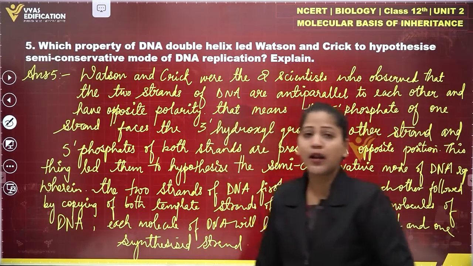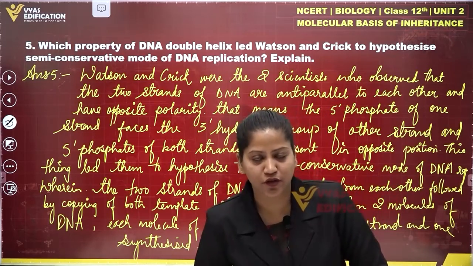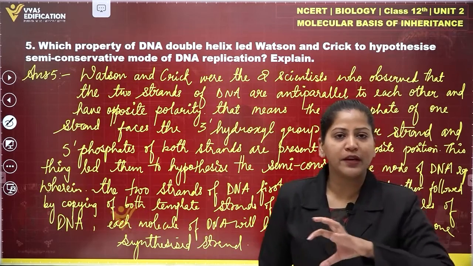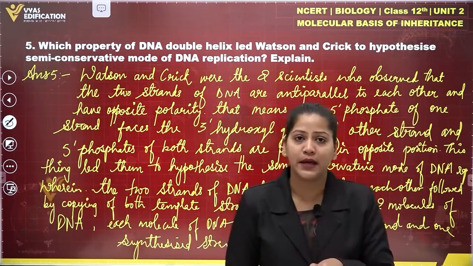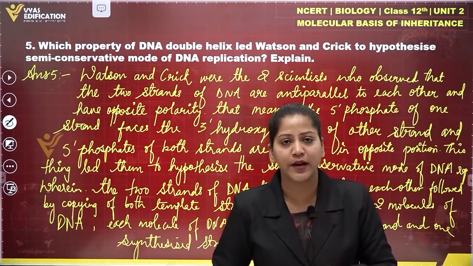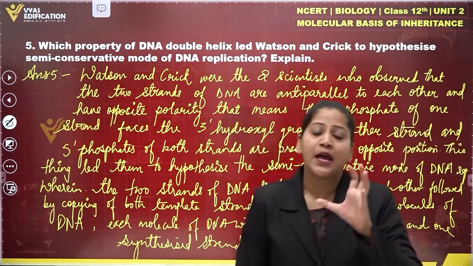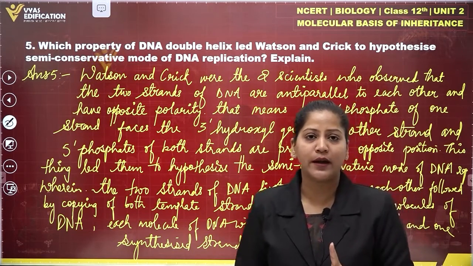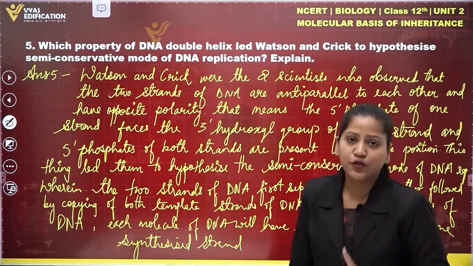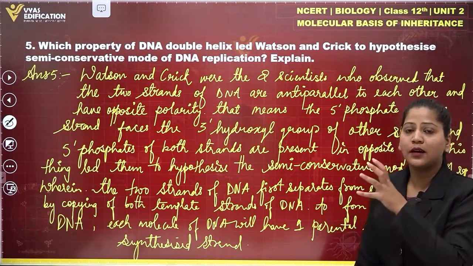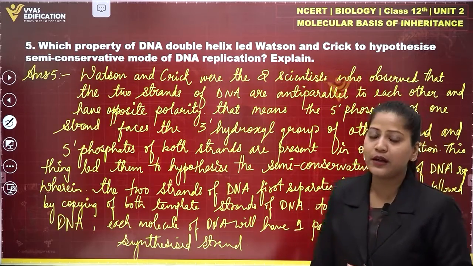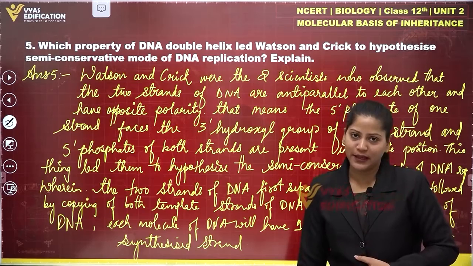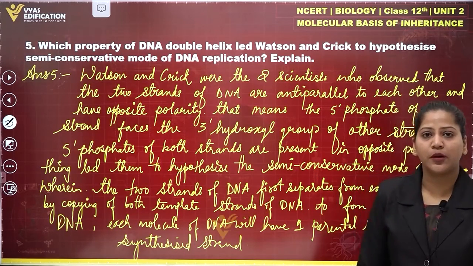This is why we call the DNA semi-conservative in nature, because during DNA replication, the two strands of DNA separate from each other, then they copy both the template strands to form two molecules of DNA. Each DNA molecule then will consist of one parental strand and one newly synthesized strand. This thing led scientists such as Watson and Crick to hypothesize the semi-conservative nature or mode of DNA replication. So this is the complete solution of question number 5.